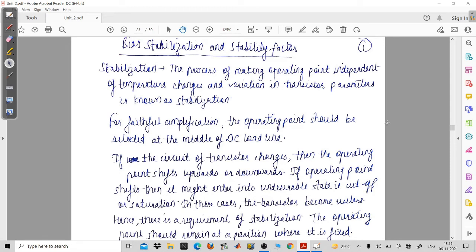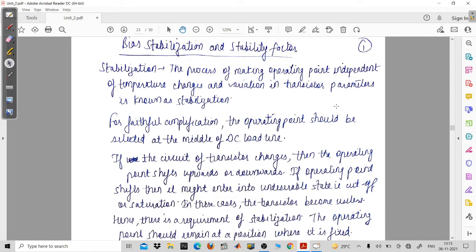Now, today we are going to understand one more important topic, that is biasing stabilization and the stability factor. Now, you know that the transistor should be operated in the active region for amplification, and for faithful amplification, the operating point of the transistor should be selected at the middle of the DC load line. Only then you will get faithful amplification, otherwise not.